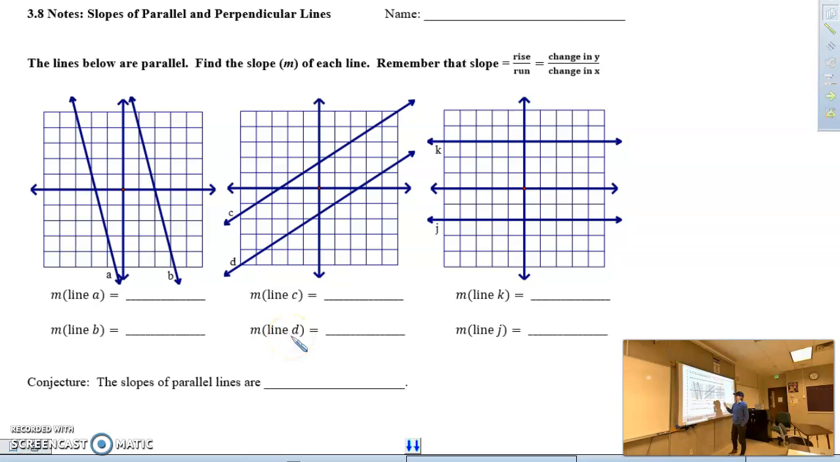So we're going to try doing it on the smartboard since we're sort of back in school. So I'm going to do it from here, see how this goes.